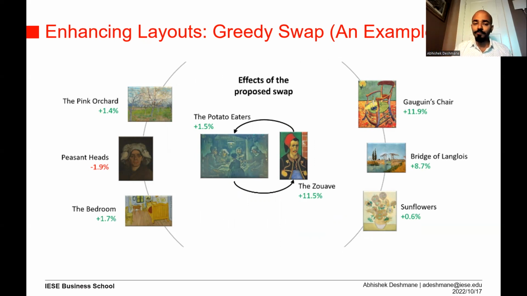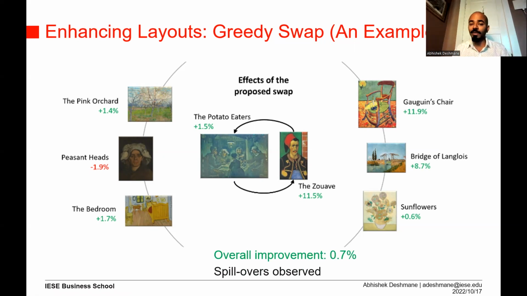And also, these effects are not limited to the artworks that are swapped. You see a positive spillover on most of the artworks that are around Potato Eaters' new position. So the overall improvement is about 0.7%, but then spillovers are observed, and essentially this particular mechanism also works into the layout-related heuristics that we propose.